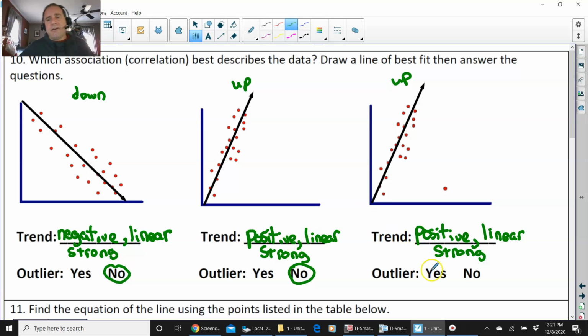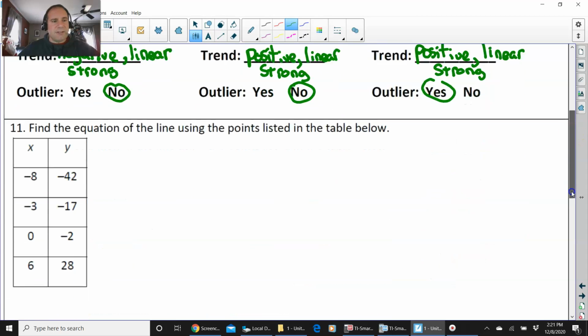Does this have an outlier? Yes, it does. We're going to circle that outlier right here. It's a point that is apart from the rest of the data. So remember, if they ask you about an outlier like that, then they're talking about a point that is far away from the rest of the data, just like this one right here, and that ends number 10.